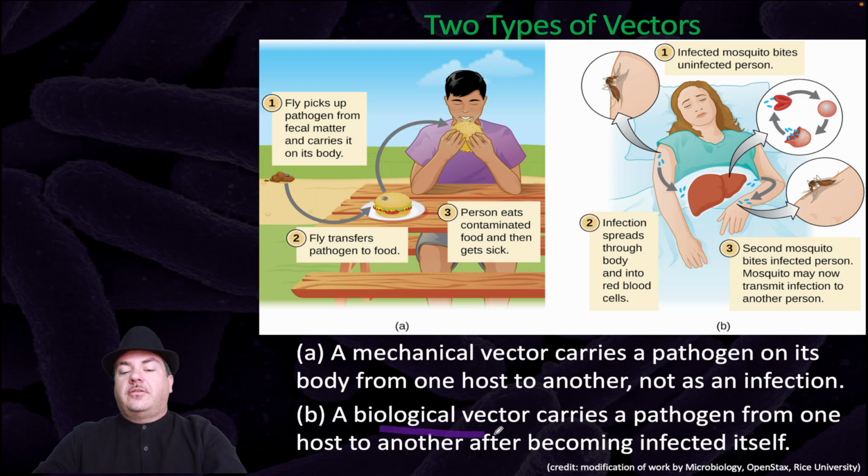A biological vector carries a pathogen from one host to another after becoming infected itself. For example, an infected mosquito bites an uninfected person. The infection spreads through the body and into the red blood cells. A second mosquito bites the infected person. The mosquito may now transmit infection to another person.